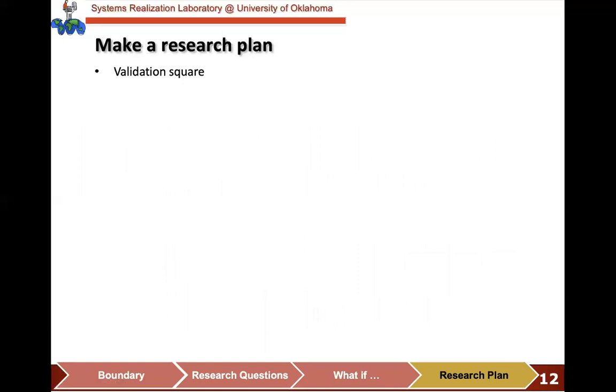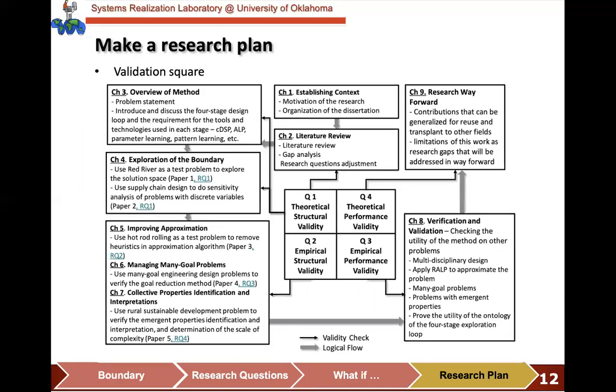And then you can use the validation square to structure your dissertation. It has 4 squares, a 4-quad chart. First one is theoretical structural validity. Second is empirical structural validity. The first one, you need to have something theoretically sound. And second, you need to identify test problems and use them to verify your methods.